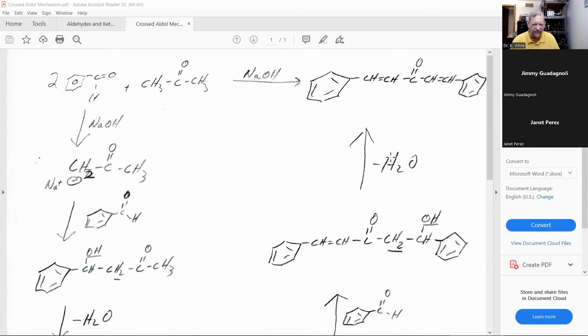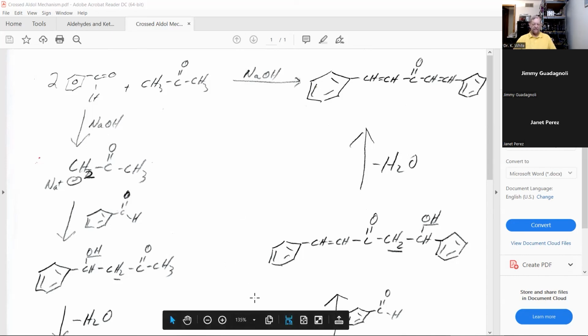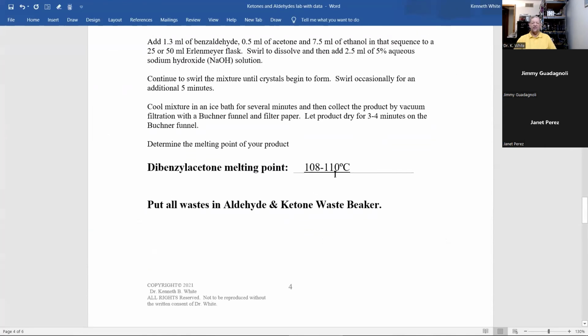Now, listen carefully. The most important step of this reaction is the first one, base reacting with the acetone to form this enolate anion. The most important part of this mechanism, the first step, base sodium hydroxide and acetone to form this enolate anion. And here's the melting point you would have determined, and you'd find out.